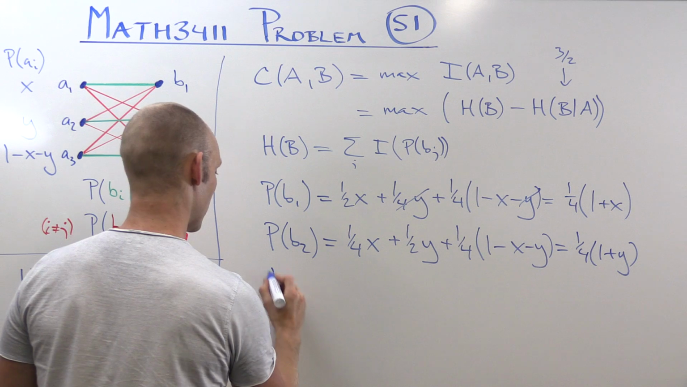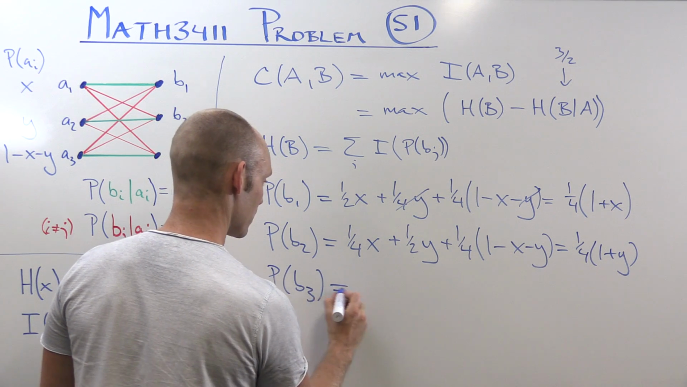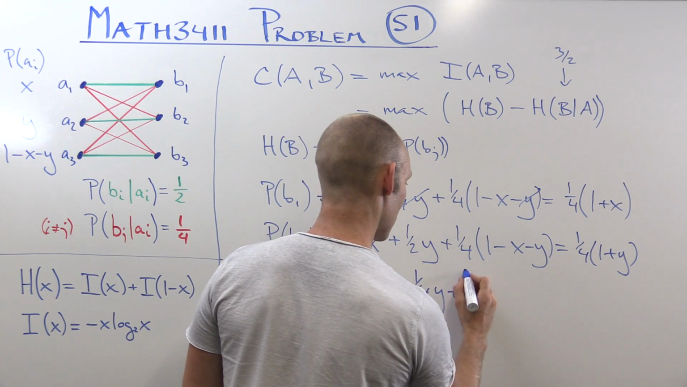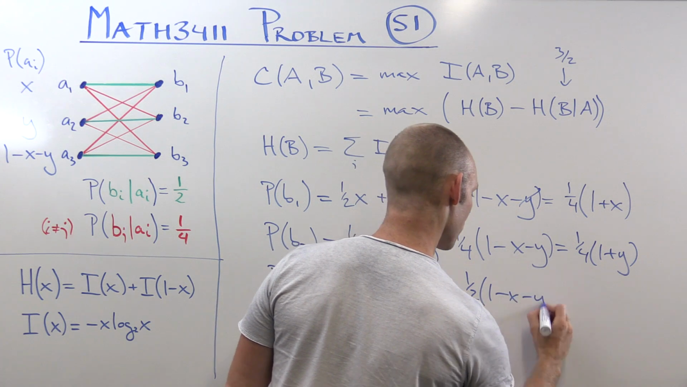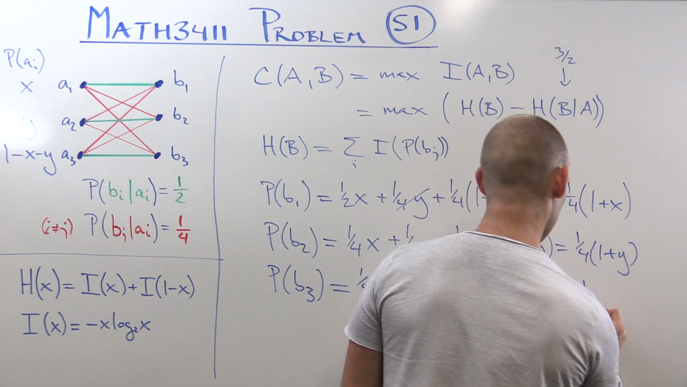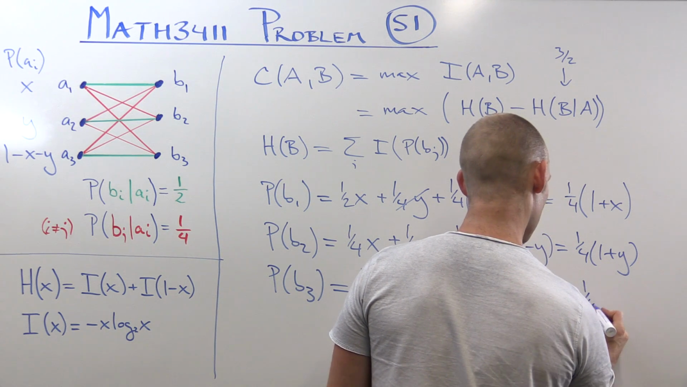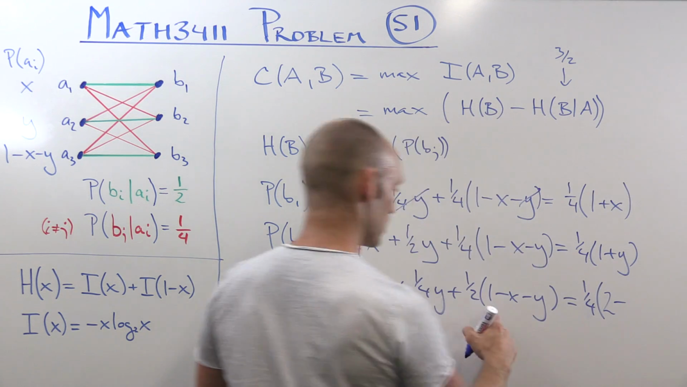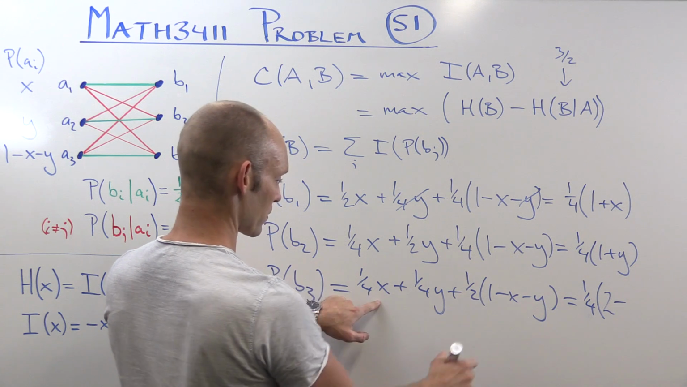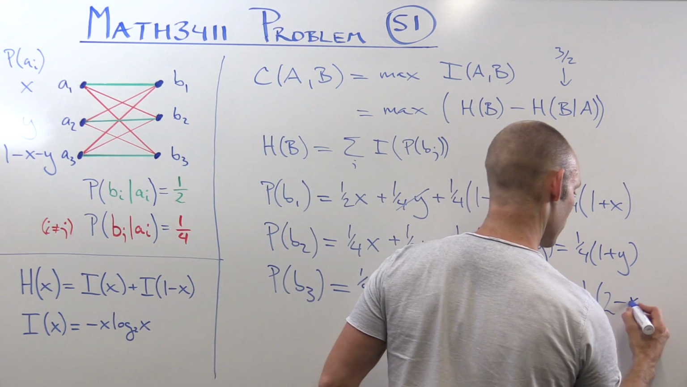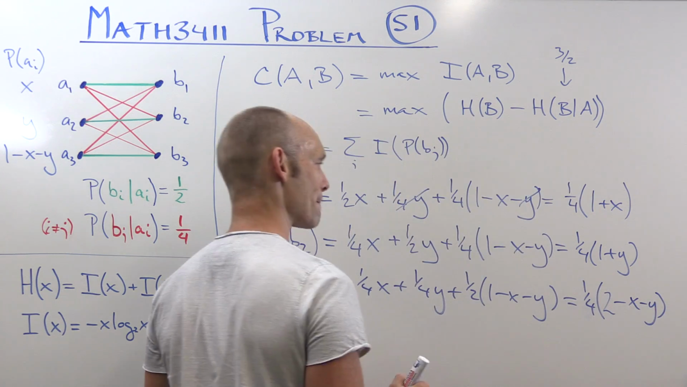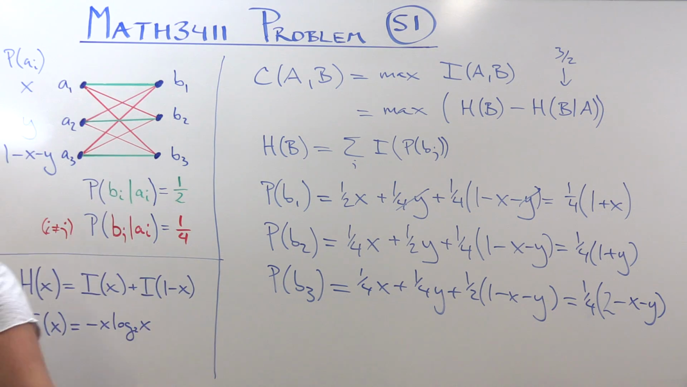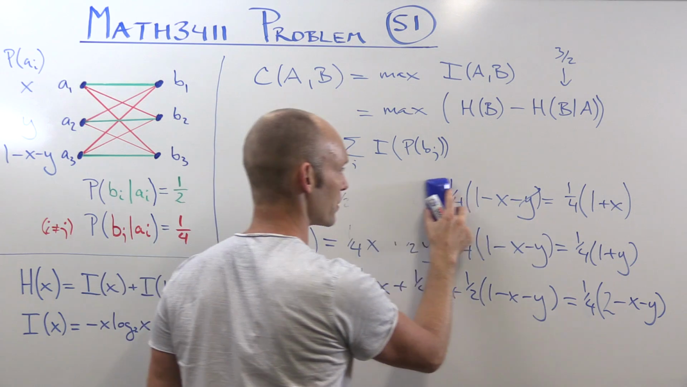And finally, we have the probability of B3, that's just a quarter times x plus a quarter times y, plus now a half times 1 minus x minus y. And that gives you, if you calculate it, a quarter times, well here we've got a half, so that'll have to be 2, and minus x, minus half an x, where we've got a quarter x, that leaves you minus a quarter x. And the same for y, by symmetry again. And there we go. There are the three probabilities of B1, 2 and 3.